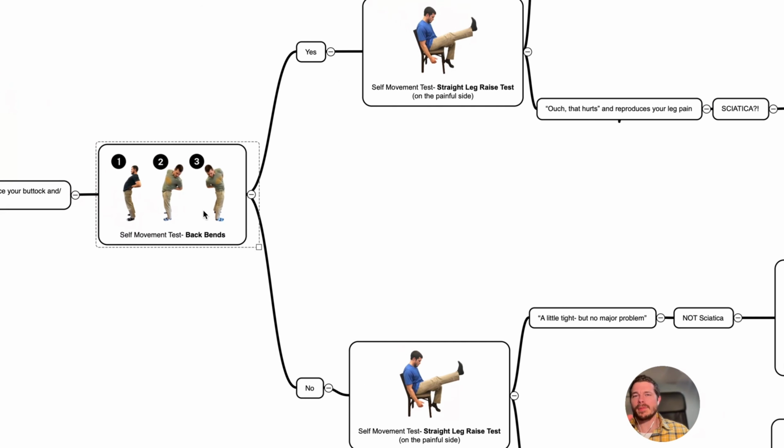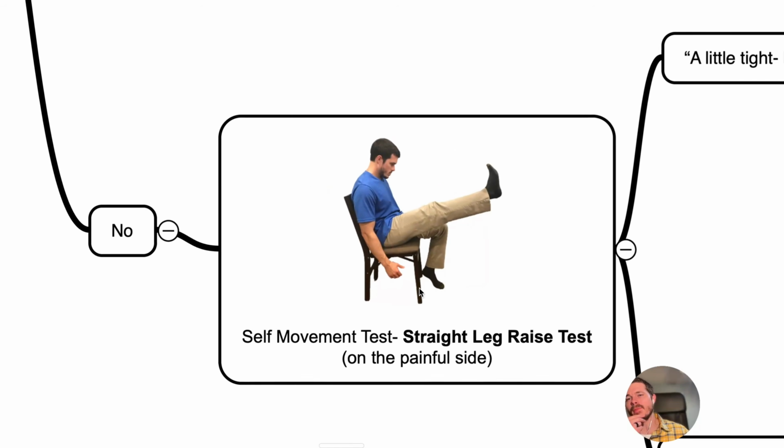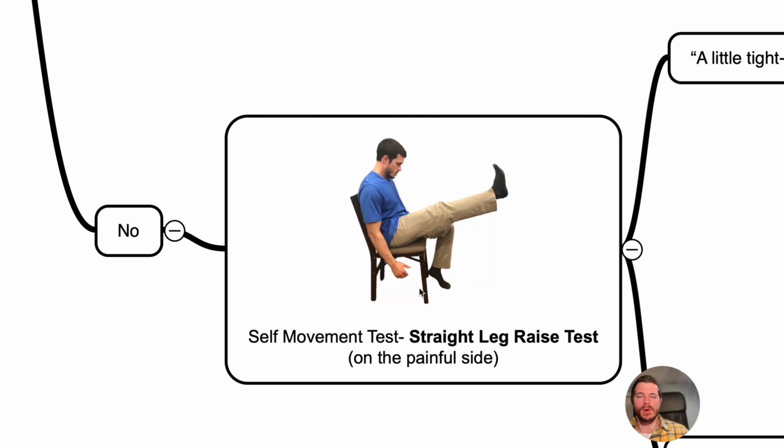All right, so let's go back to the base here now. We went through the path where, yes, when I do back bends, it reproduces my problem, and I went through this test and so on and so forth. But let's just say you did these back bends and you were the exception. It did not bother you. You said, nope, no problem. I can bend my back, twist right, twist left, all that stuff, no problem.